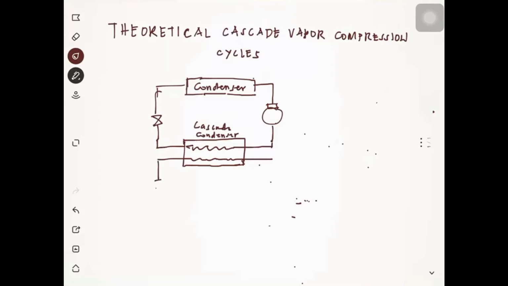So at the lower loop, we have this expansion valve here, and we have its evaporator. And we have another condenser here.